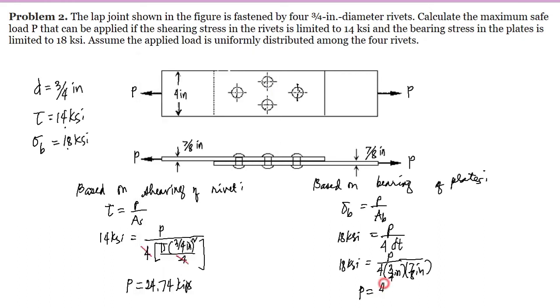So we have here 47.25 kips. And if we are going to compare between these two, as we can see here, we have 24.74 kips based on the shearing of the rivet and 47.25 kips based on the bearing of the plates. So we will go with the lower value, and this is the safe value of P. And this is our answer.